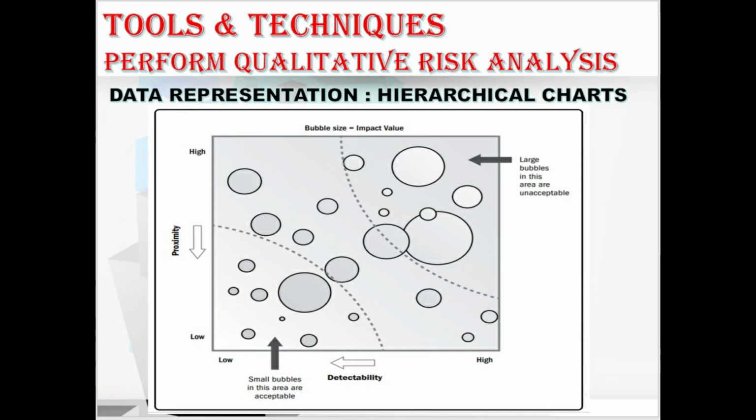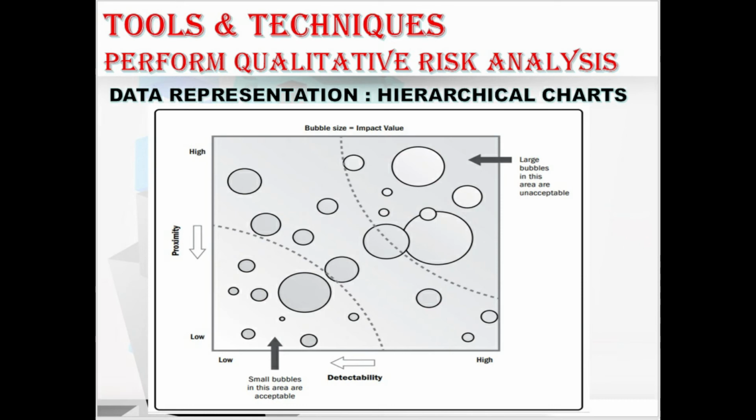For the hierarchical charts, we have the example, a bubble chart. A bubble chart is used here where it displays three dimensions of data, where each risk is plotted on a disk, that is bubble, and the three parameters are represented by the x axis value, y axis value, and the bubble size. Hope you understood this data representation techniques. Let's move to the next technique.